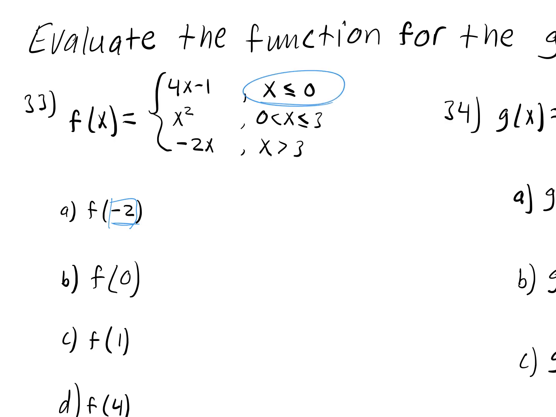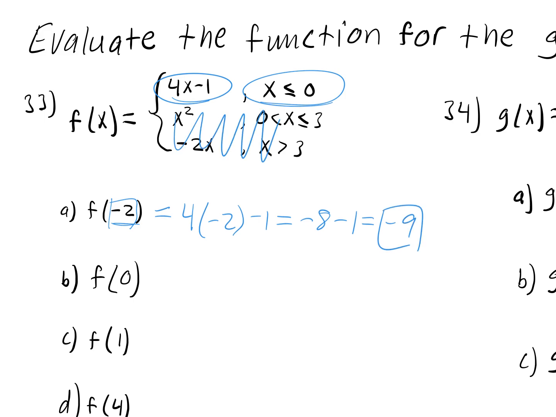Does it satisfy x is less than or equal to 0 if you plug in negative 2? Yeah, it does, so you're going to plug it into this expression here. Everywhere that you see the x for 4x minus 1, you're going to plug in a negative 2. And then 4 times negative 2 is negative 8, and negative 8 minus 1 is negative 9. You don't even need to worry about the others, because it doesn't satisfy that range of values. So you just need to look at that one that it satisfies.